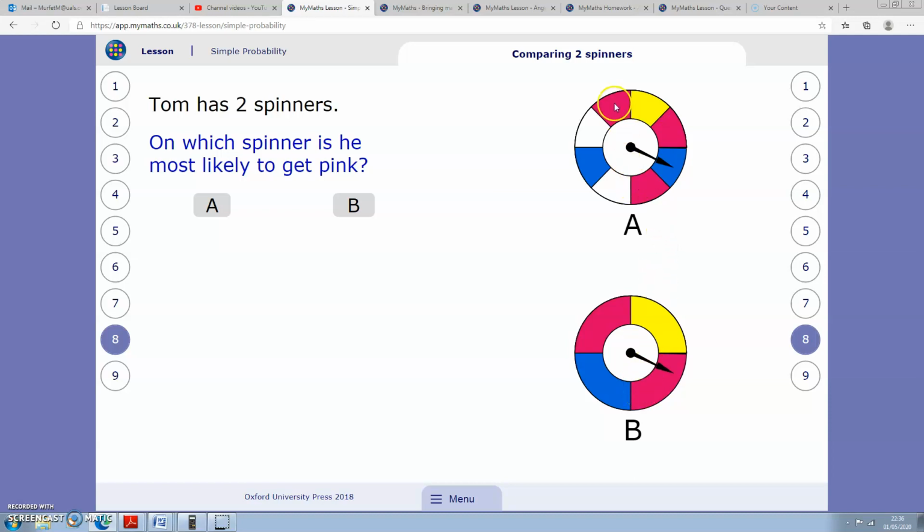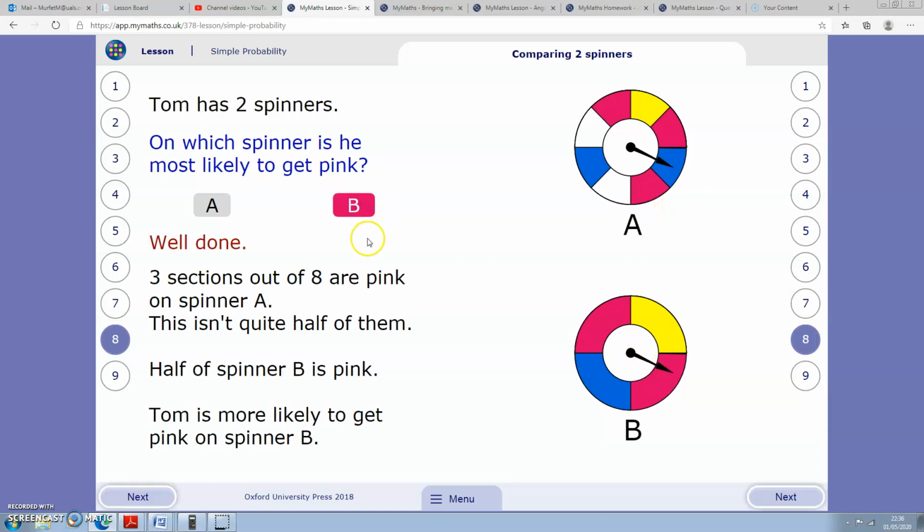What about this one? If we brought this pink section around to here, we can see that's my half a spinner, but I'm only going to have 3 pink sections, which is less than 4 out of 8. So I'm going to be B. 3 sections out of 8 are pink on spinner A. It isn't quite half of them. Half of spinner B is pink, so Tom is more likely to get pink on spinner B.